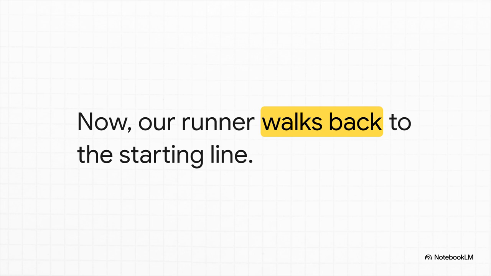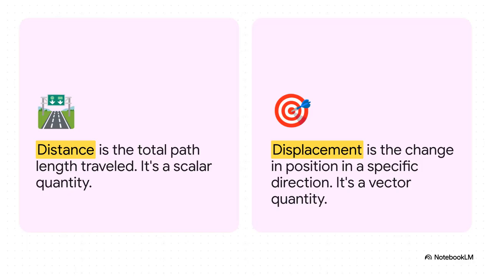Okay, so the race is over, our runner catches their breath, and then they turn around and just walk the 100 meters right back to where they started. And this is where things get really interesting. This is where physics makes a super important distinction. Okay, check this out. We have distance versus displacement.